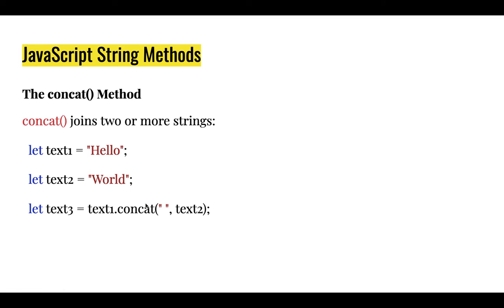The concat method can take two parameters. The first is what you want to use to separate them. You see, I started with the first variable, which is text1, and then I said dot concat, and then I put a space in between quotes, and then I added the second string that I want to join with this first one. So what this is going to do is print out hello followed by a space and then world.